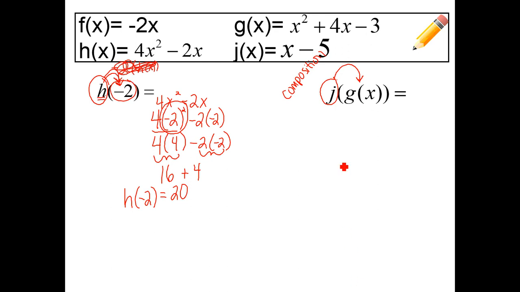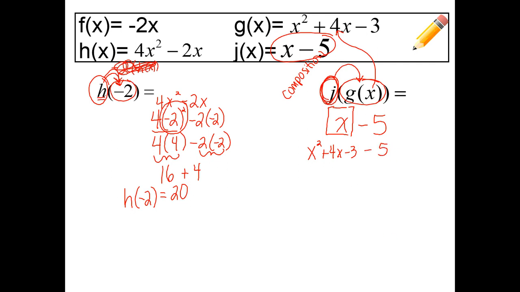So the first thing I always do is start at the beginning, write that j function. It's x minus 5. That's what it says in my list. And where the x is located in this function, I'm going to kind of put a box around him. I'm going to replace that x with this entire g function, so that is the x squared plus 4x minus 3. So where that x is going to become x squared plus 4x minus 3, and then I'd still have my little minus 5 after it. So if I were going to simplify this, I'd have x squared plus 4x minus 8.